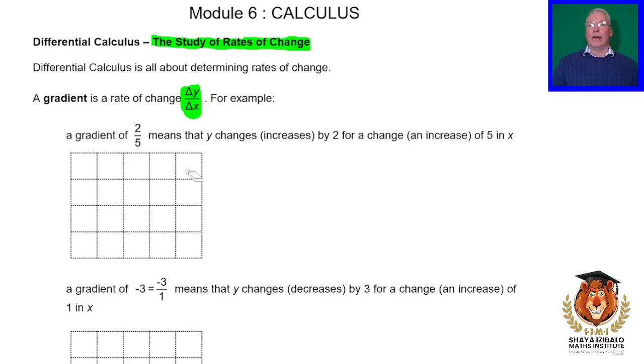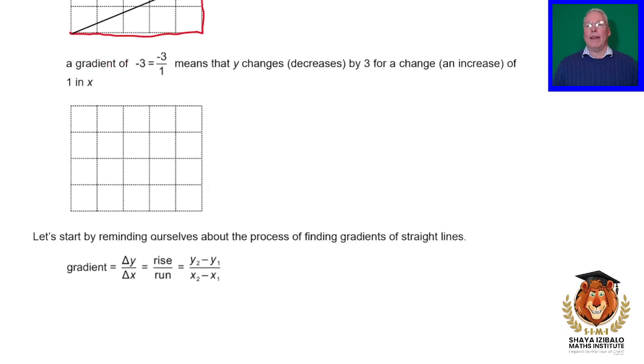Let's take a look at a gradient of, for example, 2 over 5. That means that as we run across 5, we rise by 2. Basically a line like this black line I'm about to draw, that is a gradient of 2 over 5. A gradient of -3, which we could write as a fraction, -3 over 1, means that we drop down 3 in the time that we run across 1.